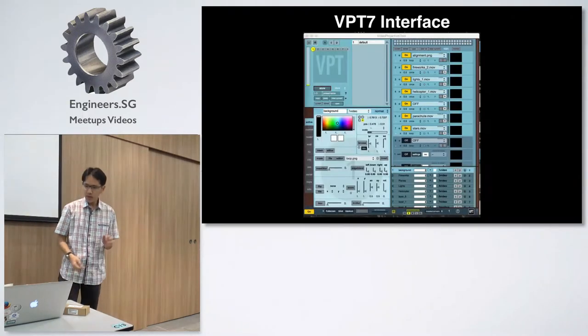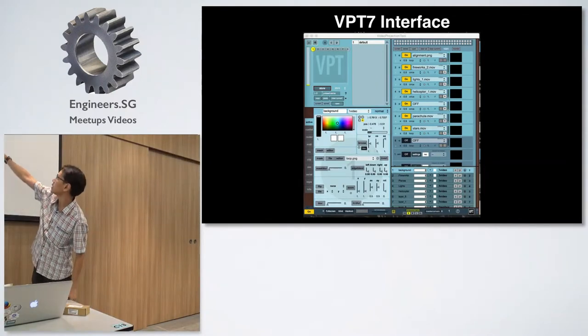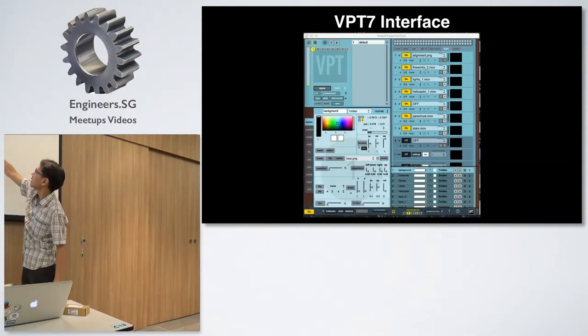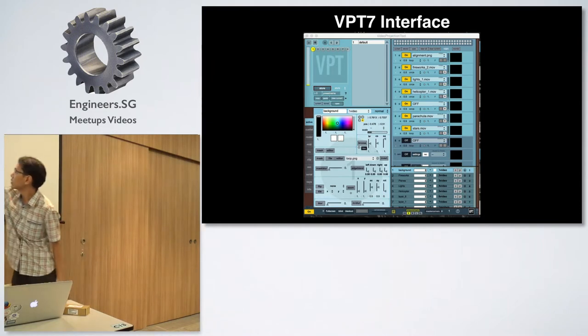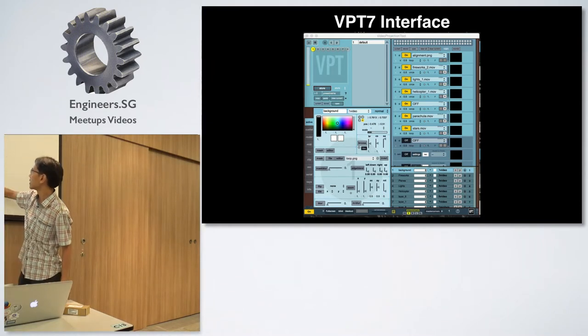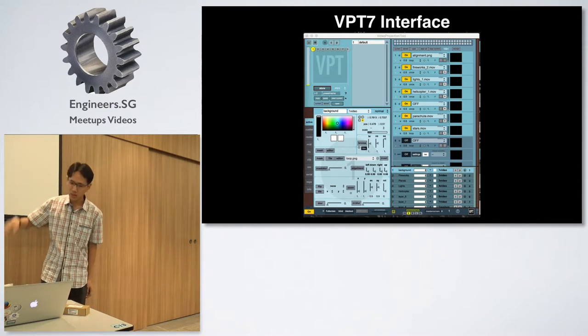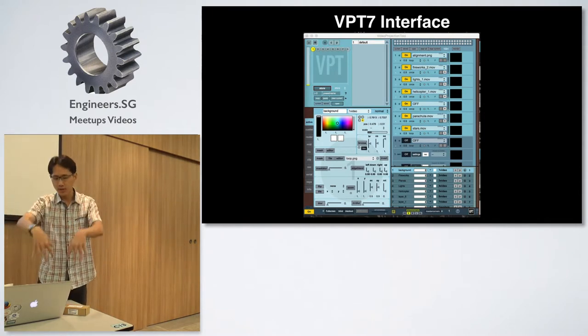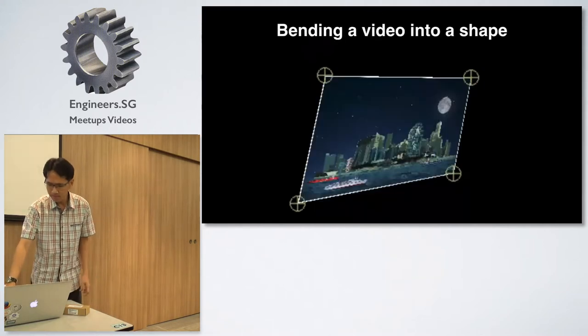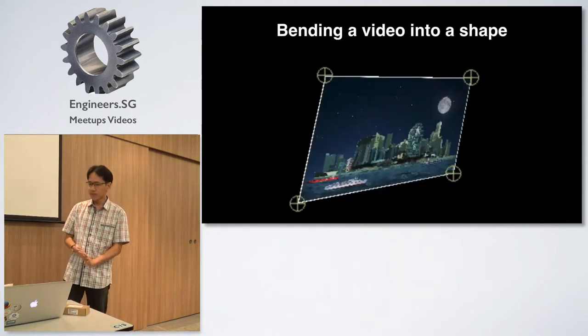Okay. This is the interface. You basically have 8 channels of video. Over here, you can see that you can put a mask, and these are the layers. Later what I'll do is actually demonstrate the software. You guys can always come to the front. That'll be easier.